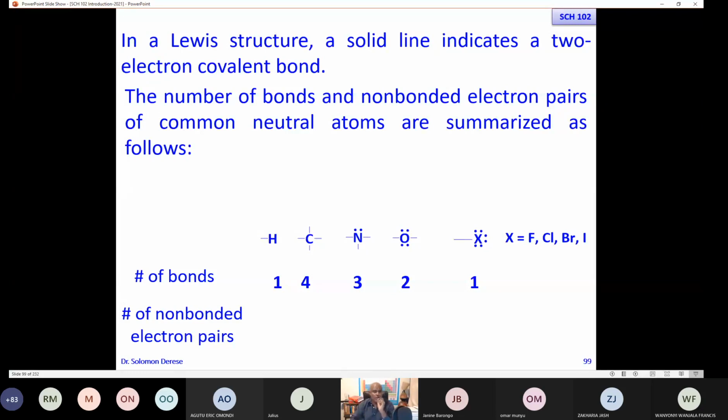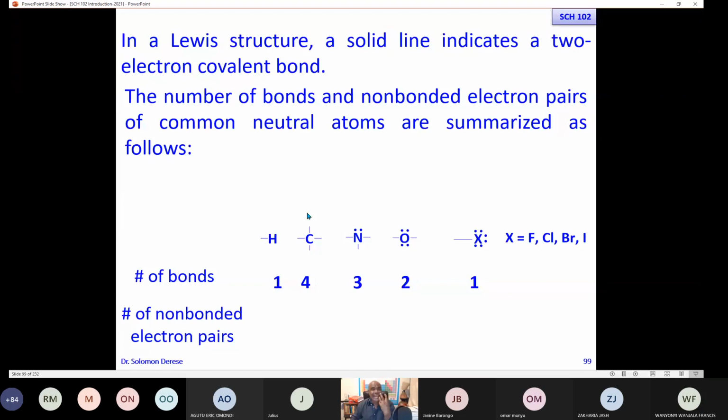Now, if you look at hydrogen and carbon, hydrogen forms 1 bond. As a result of this bond, it will have the 2 electrons it needs to have the duet of electrons, just like that of helium. So on the hydrogen, we do not have any additional electrons. Then if you look at carbon, carbon forms 4 bonds. Each of these bonds is a result of 2 electrons. 4 times 2, 8 electrons.